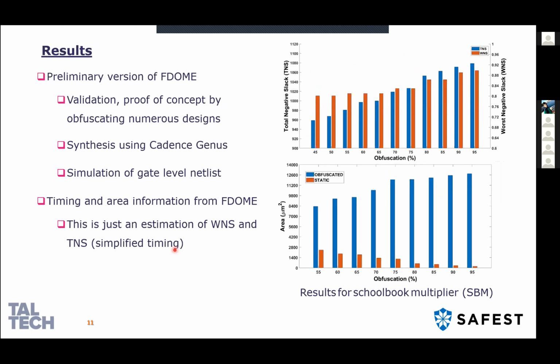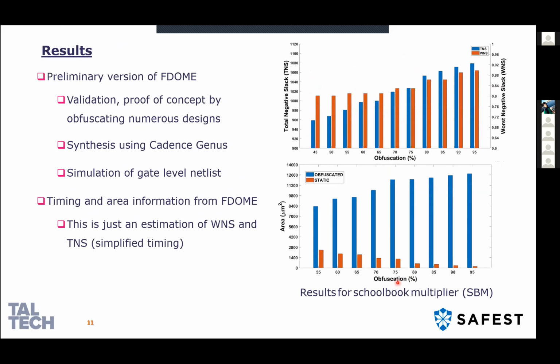Concerning the results, we have developed a preliminary version of FDOM, our custom tool. We have validated the proof of concept by obfuscating numerous designs. Then we synthesized the design using Cadence Genus, and we also verified the results using simulation of the gate-level netlist. In this figure, we can see the obfuscation security versus timing performance trade-off.